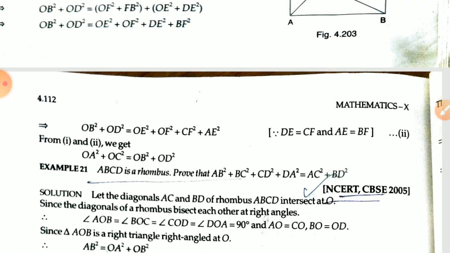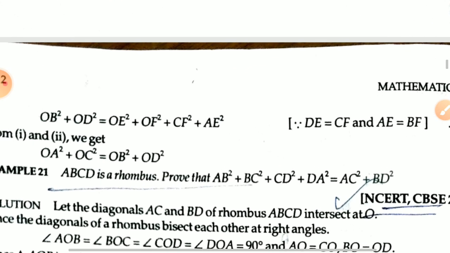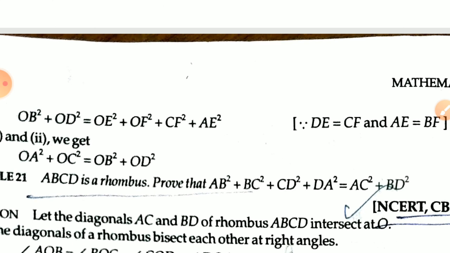Now from equations 1 and 2 we get OA square plus OC square is equal to OB square plus OD square.